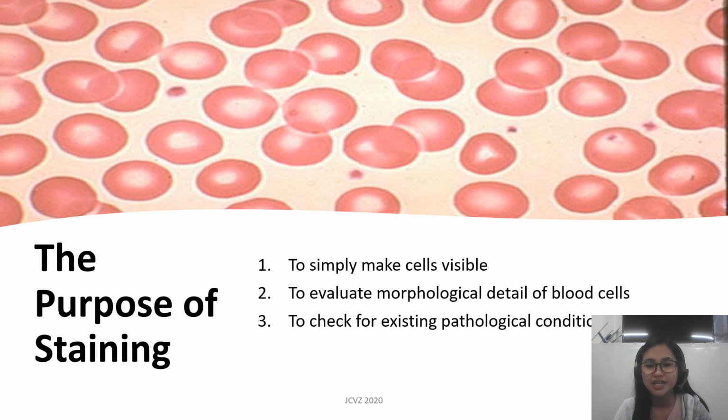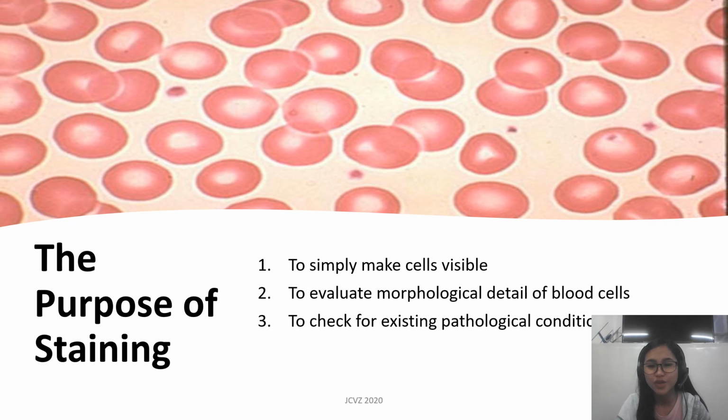Number one, to simply make cells visible. To be able to distinguish or identify our cells under the microscope, the stain imparts color to our cells so that we can appreciate their forms when we look at them under the microscope.